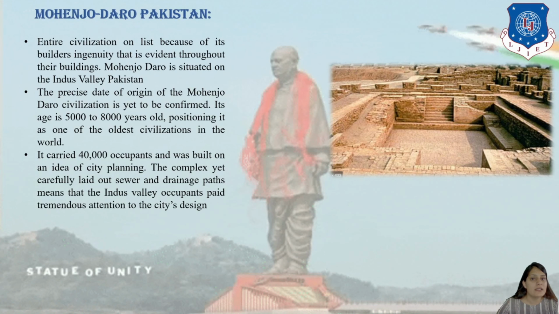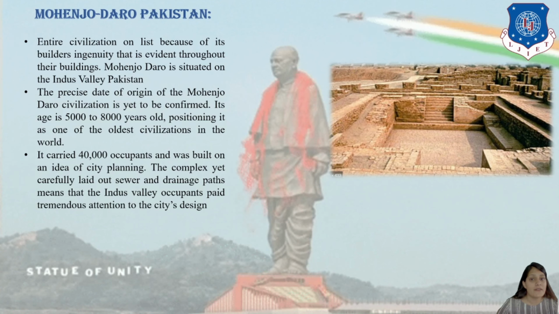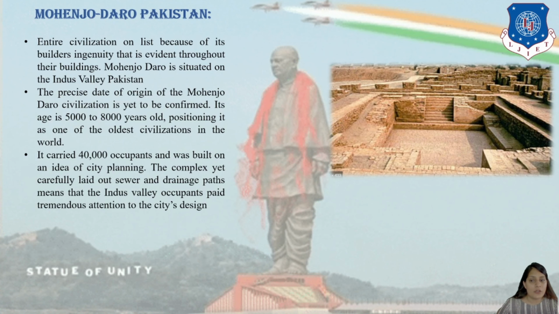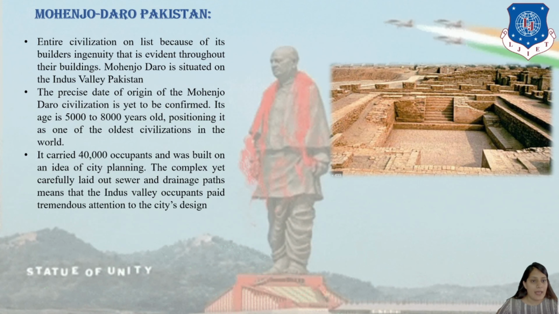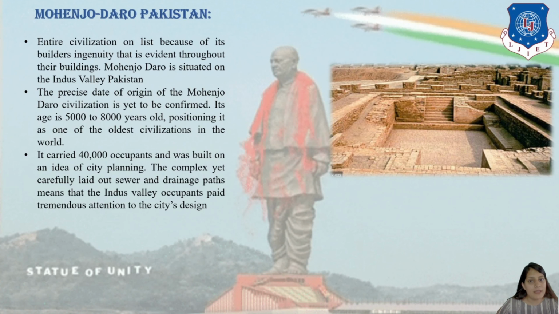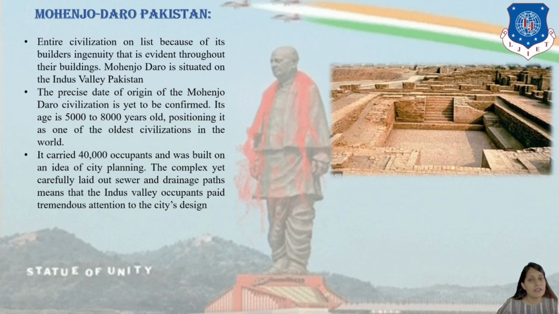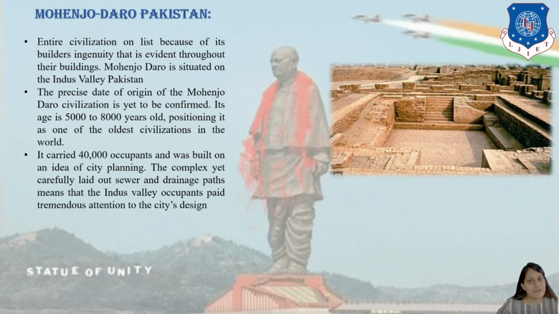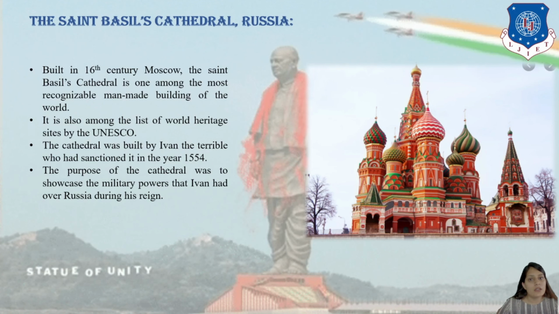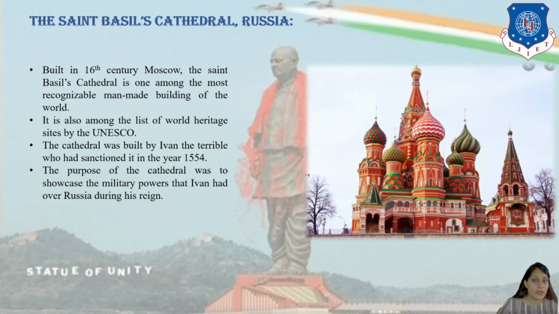Mohenjo-daro is situated in the Indus Valley, Pakistan, and it is yet to be confirmed, but its age is 5,000 to 8,000 years old, right? It carried 40,000 occupants and was built on the idea of city planning. Actually, when city planning was done, Mohenjo-daro was built. It was done by great architecture, and the concept was how a city can be planned. We have remembered it as a mark known as Mohenjo-daro, right?